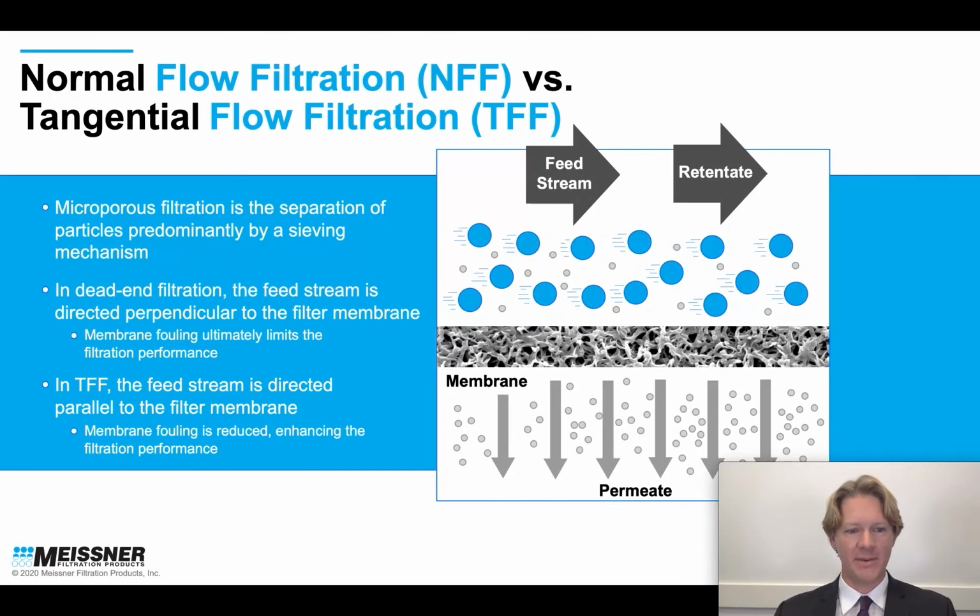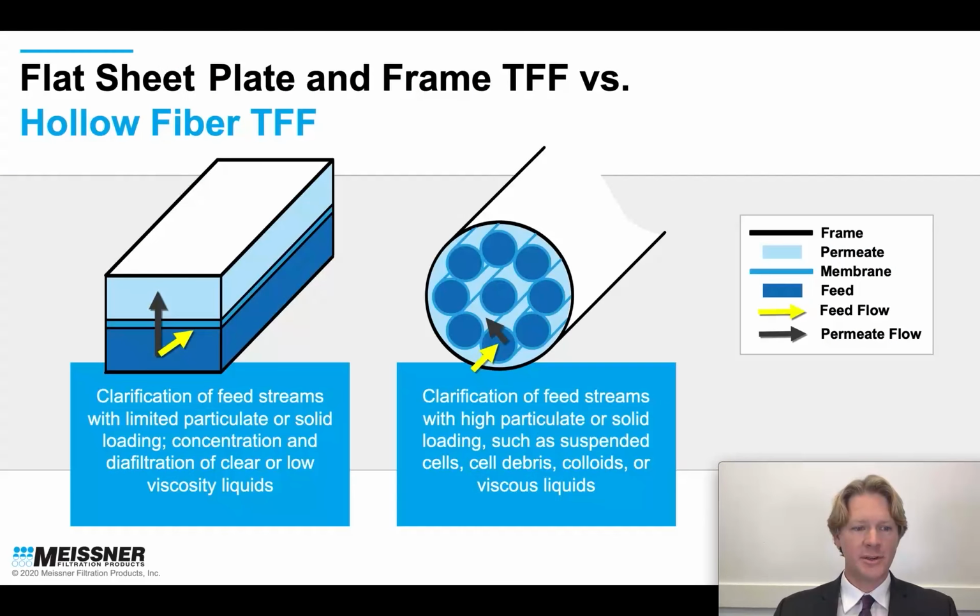In TFF, however, the feed stream is directed parallel to the filter membrane. Again, larger particles are retained on the upstream side of the membrane, and smaller particles pass through the membrane as part of the permeate. Membrane fouling is reduced in TFF as the feed stream acts to sweep the membrane clear, enhancing filter performance. There are two basic modes of TFF: flat sheet plate and frame, or cassettes, and hollow fibers.